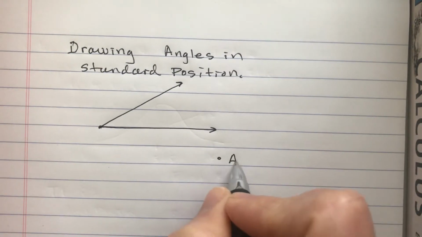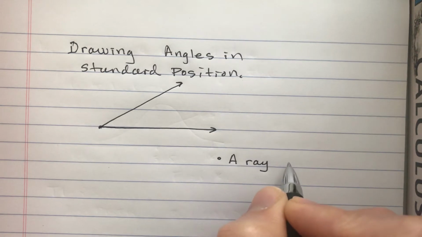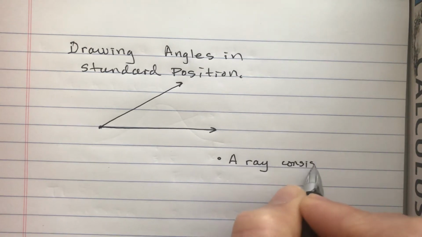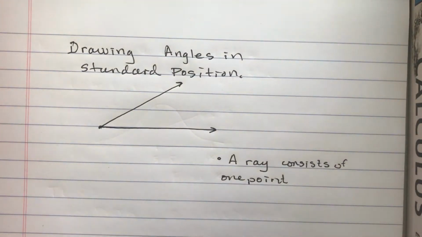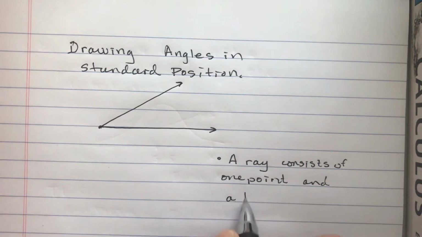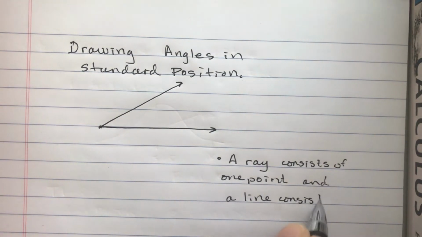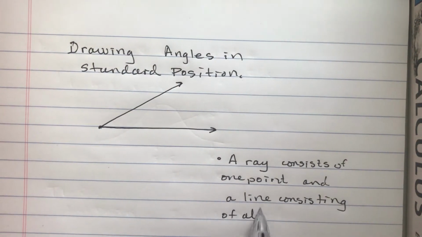Oh, well, I guess I'll write it down. A ray consists of one point and a line consisting of all points extending in one direction from that point.